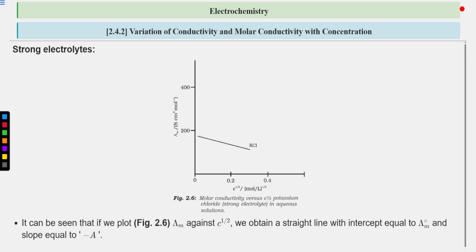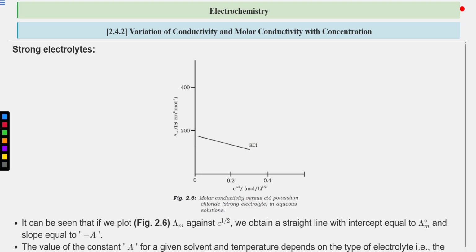Now, it can be seen that if we plot, as we have plotted in figure 2.6, the molar conductivity against the under root of concentration, we obtain a straight line with intercept equal to limiting molar conductivity. So this intercept is limiting molar conductivity and the slope is equal to minus A. The slope you will get for this line will be equal to minus A, that is, minus of that Debye-Huckel's constant.